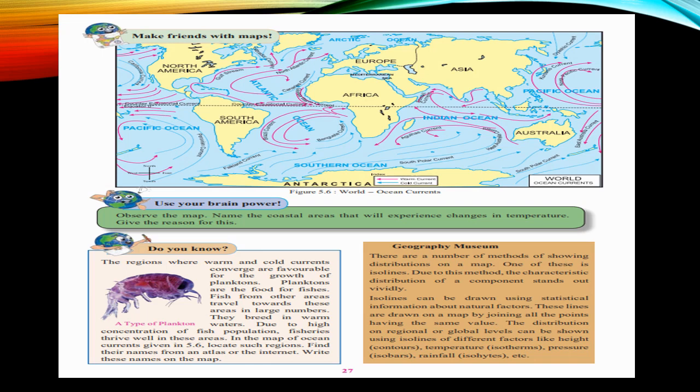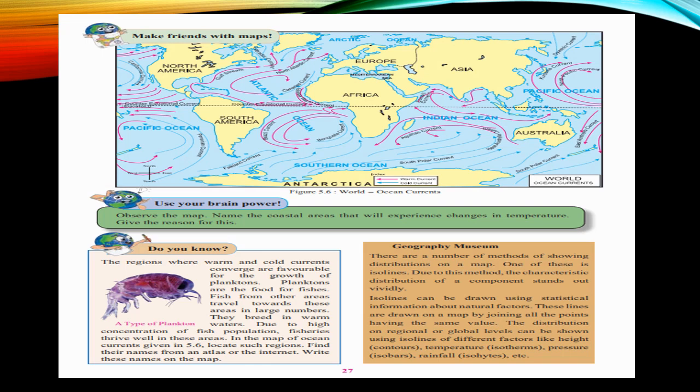Now plankton is the food for fishes. What is plankton? Food for the fishes. Fishes eat plankton. Fish from other areas travel towards these areas in large numbers. They breed in warm waters due to high concentration of fish population. Fisheries thrive well in these areas.